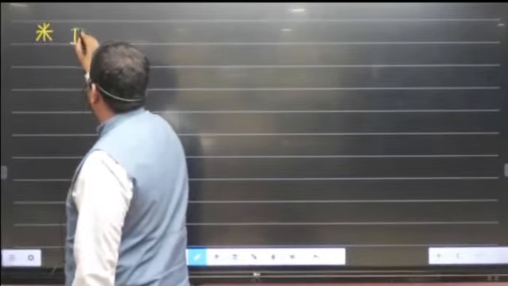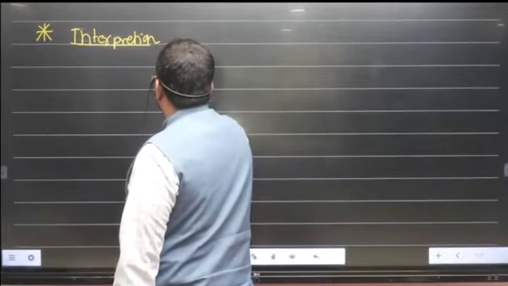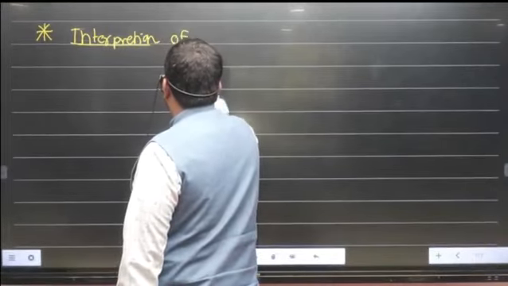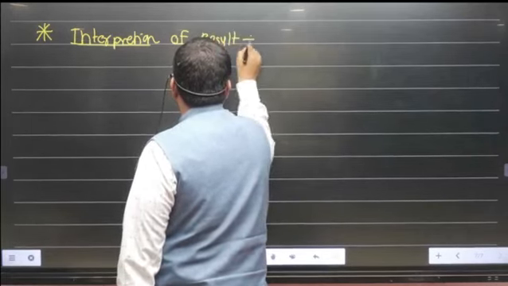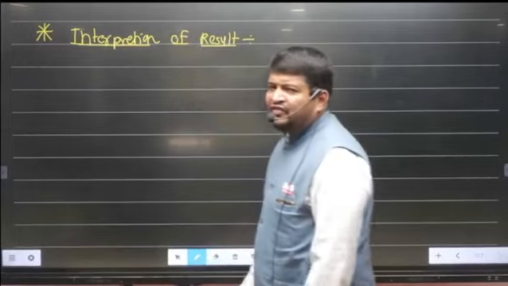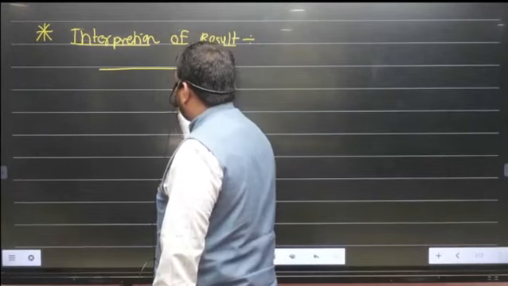So let us start the discussion about the interpretation of the result. How exactly did Griffith find only one kind of strain, that is the S strain? Right now we will discuss it in detail.